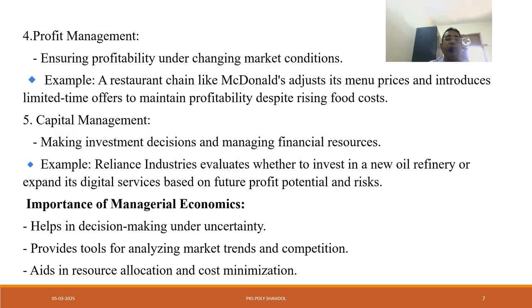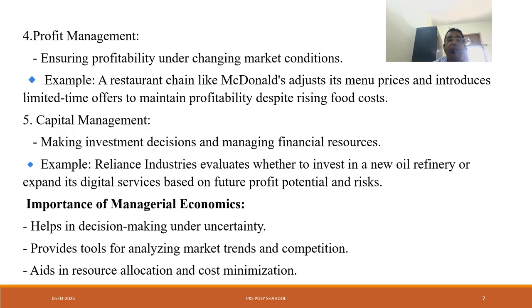Profit management. What is profit management? Ensuring profitability under changing market conditions. Profit management is one of the biggest tools used in managerial economics, ensuring the profitability under changing market conditions. For example, a restaurant chain like McDonald's adjusts its menu prices and introduces limited time offers to maintain the profitability despite the rising food cost. Isn't it?